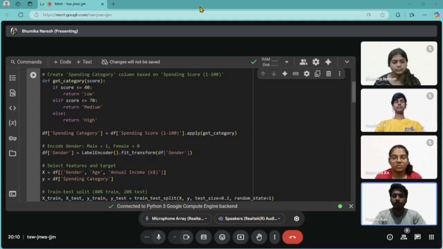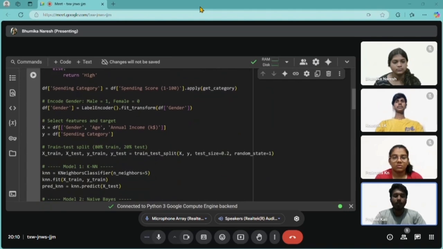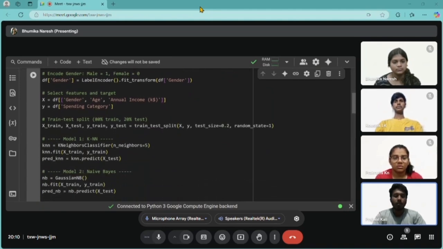Next, df['gender'] = label_encoder.fit_transform(df['gender']). Here we are changing gender from text to numbers, like male equals 1 and female equals 0.